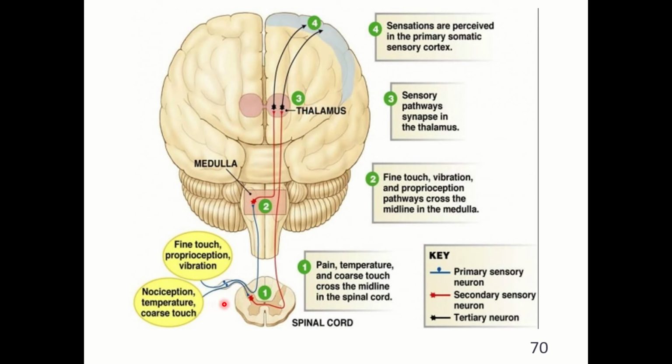So sensory pathways generally have 3 neurons that are involved. The primary sensory neuron, which is the one that actually is affected directly by the sensation. The secondary sensory neuron, which carries the information from the primary to the thalamus. And then the tertiary neuron, which is going to be synapsing in the thalamus and carrying that sensory information to the appropriate area of the cerebral cortex.